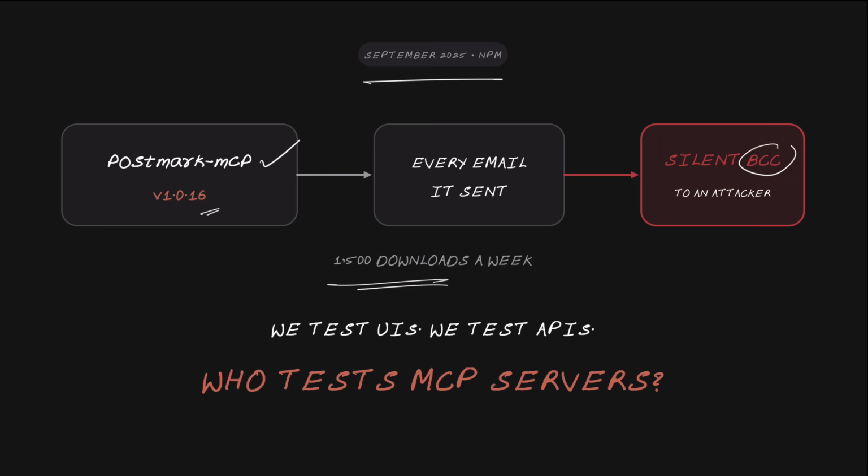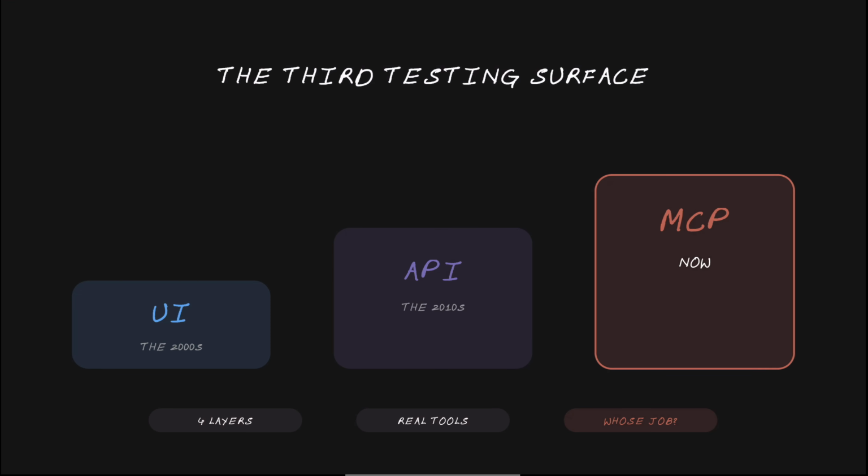So here is the uncomfortable part. We test our UIs and we test our APIs. Then we integrate AI agents into production through these MCP servers, which most teams have never tested at all. So in the next few minutes, I'll break down the 4 layers of testing an MCP server actually needs, the official tools that already exist for each layer, and my honest answer to the question almost nobody is answering: who is responsible for testing these MCP servers?